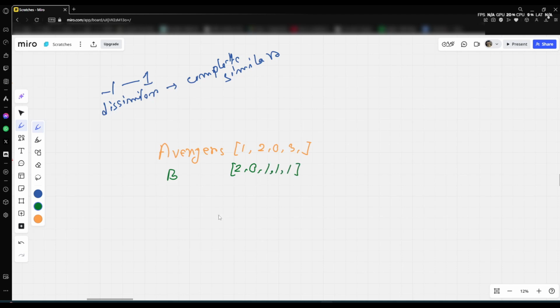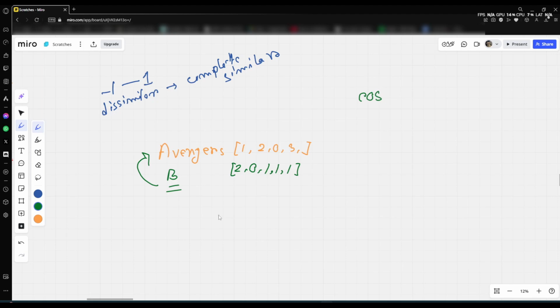Okay, and what are these vectors? They are nothing but vectors turned into numbers. This could be the action, the drama, the story, duration, actor, and so on. For this movie, this also represents action, drama, story, duration, actor, and so on. Now, how do we decide if we should recommend the movie B to someone who has watched the movie Avengers? Okay, here we use the cosine similarity.